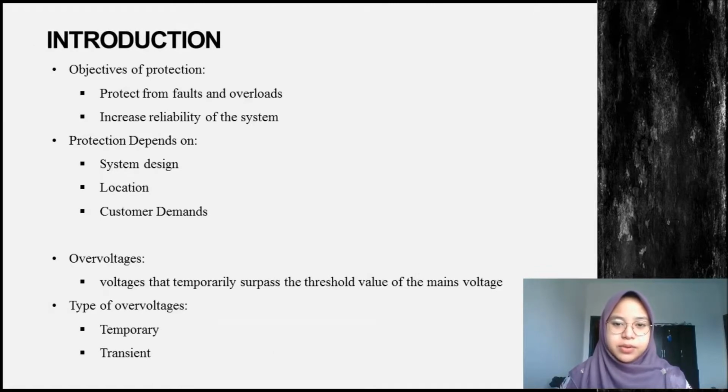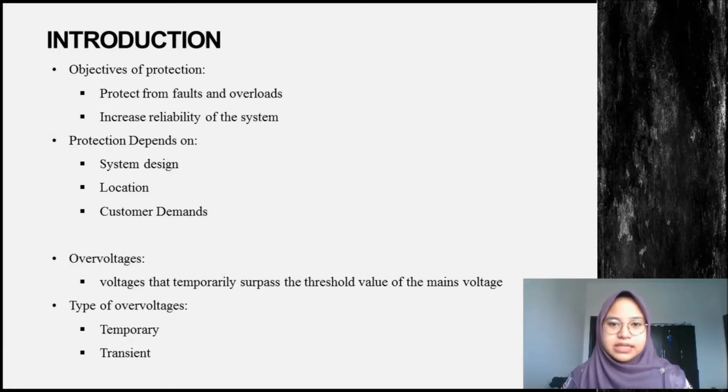Protection is a very important part in a power system, where the main objective is to protect the system from faults and overvoltages, and also to increase the reliability of the system by minimizing the time needed to clear the fault. As an electrical engineer, in deciding protection devices, there are a few aspects to be considered, which are the power system design, the location, and also the customer demands. As the customer demands increase, the rating and the amount of protection devices should be increased too.